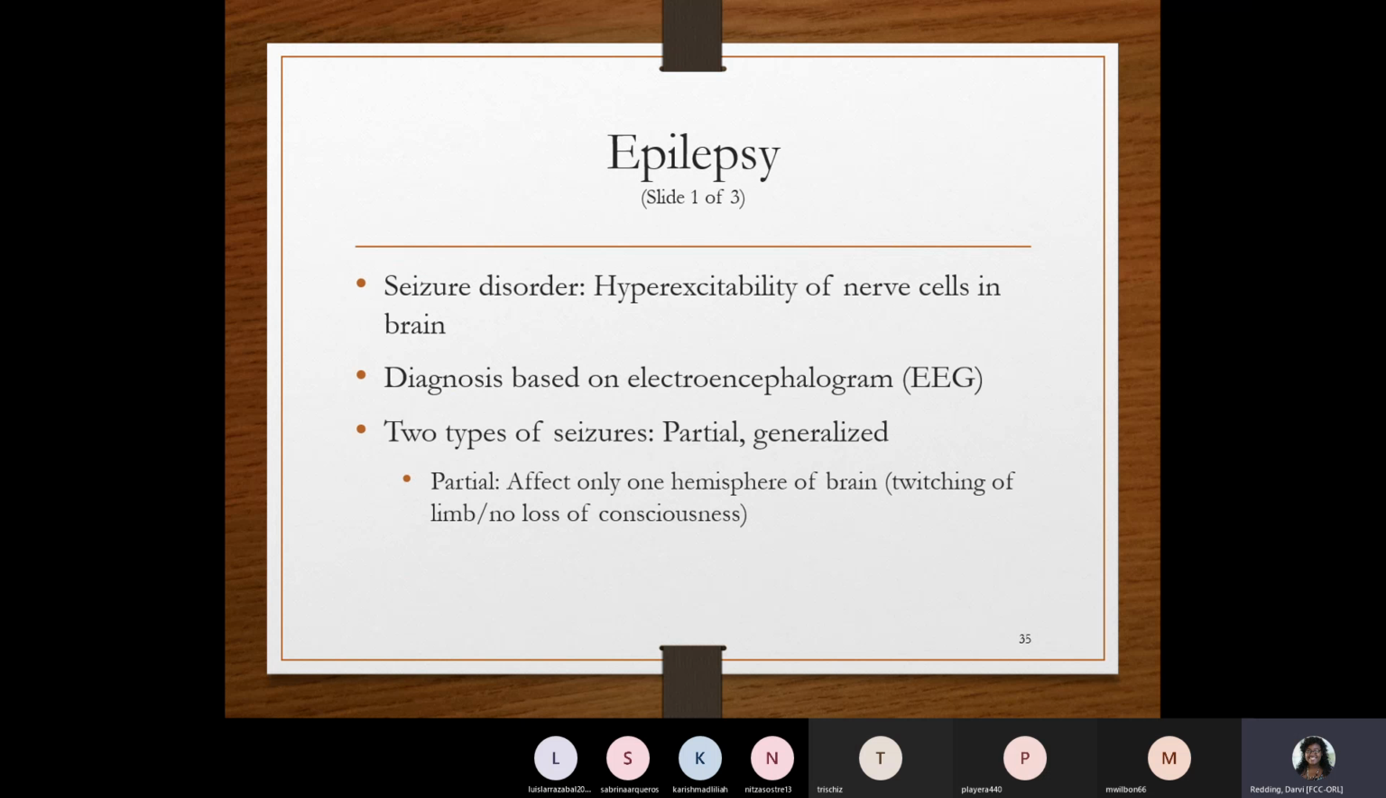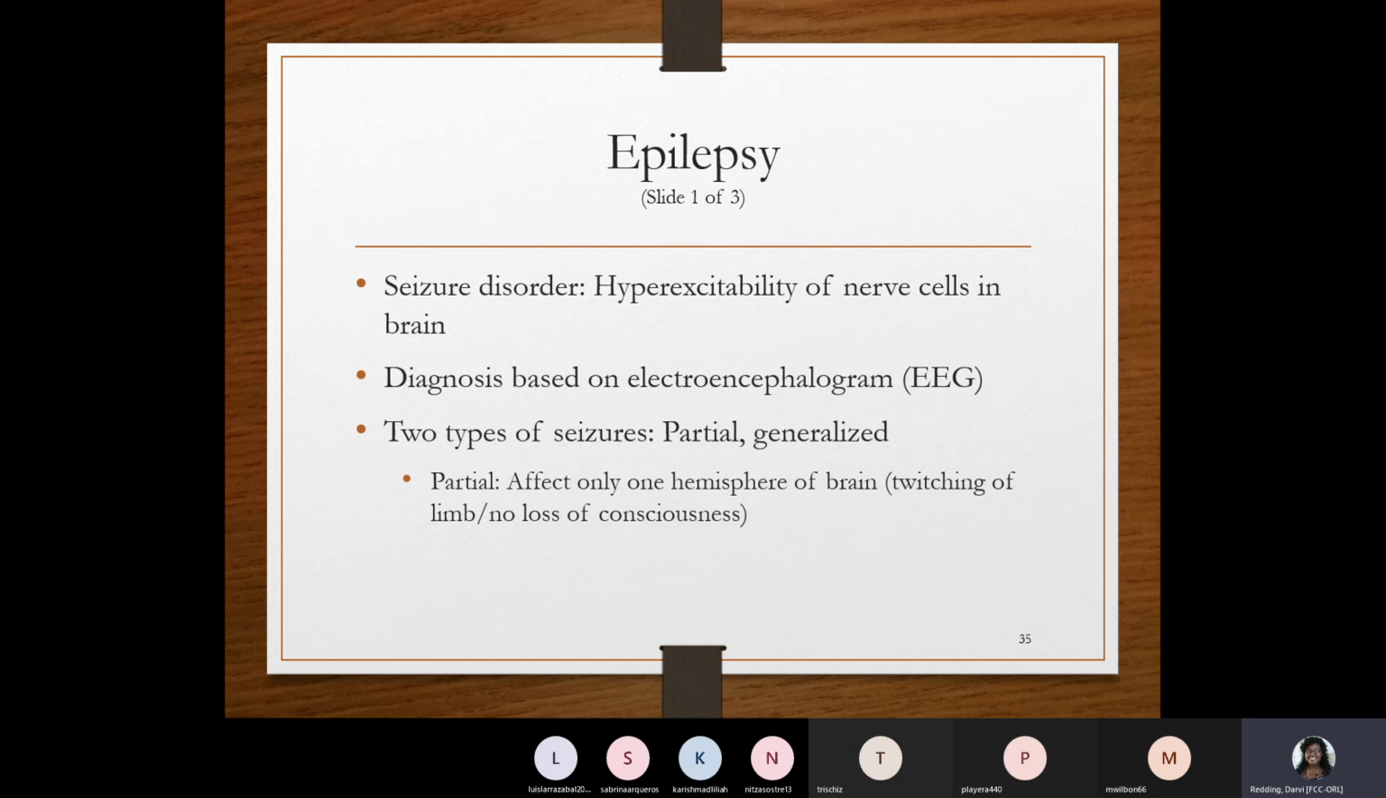So now that we've talked about polyneuropathy, we'll next learn about epilepsy. With epilepsy, a person experiences a seizure disorder, and so there is an excessive hyperexcitability of the nerve cells in the brain. And so a person who experiences epilepsy would have to be diagnosed based on an EEG.